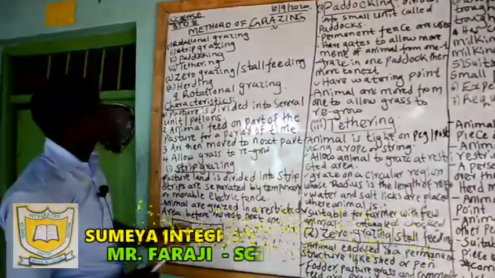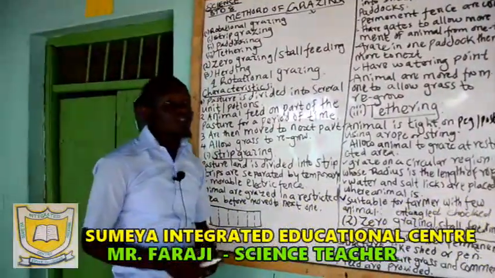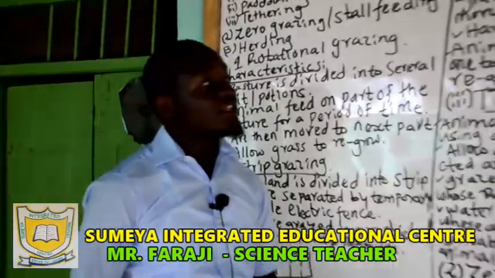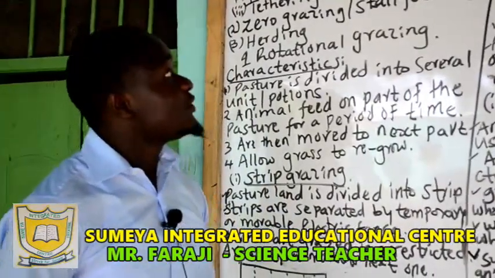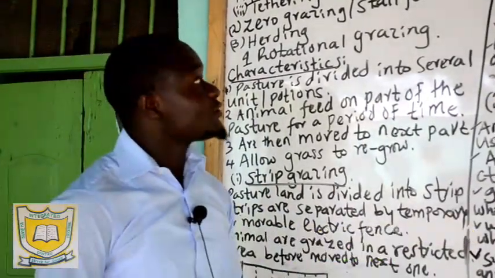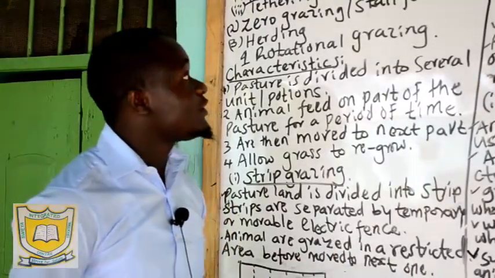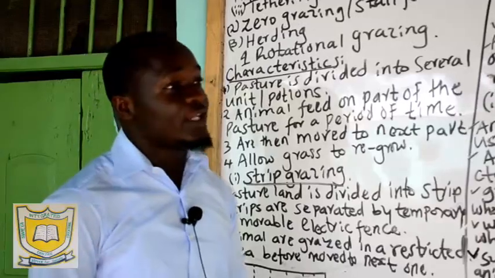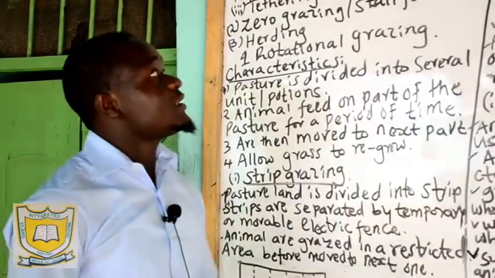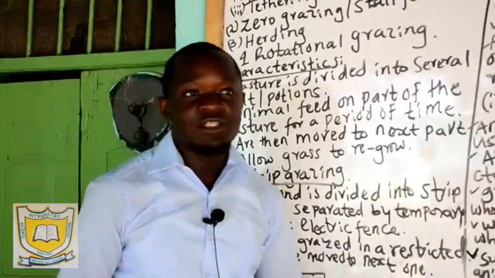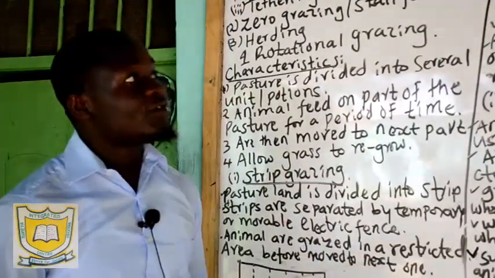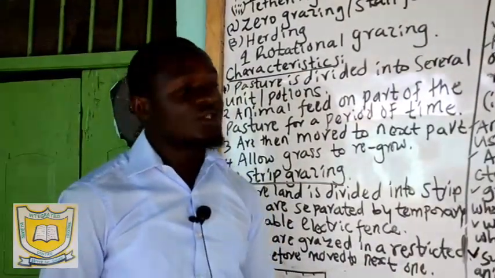Welcome to our science lesson today, Standard 8 science, still discussing animals. In our last lesson, we talked about feeding of livestock, or the method of feeding of livestock. We gave out the types of feeds that are given to different animals, and also the importance of those feeds to those animals.